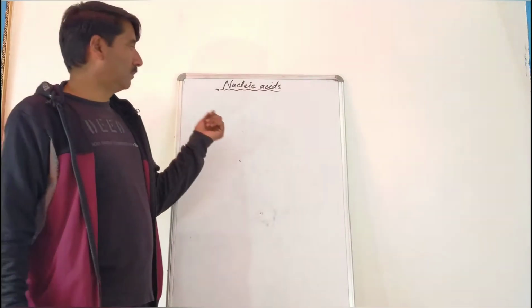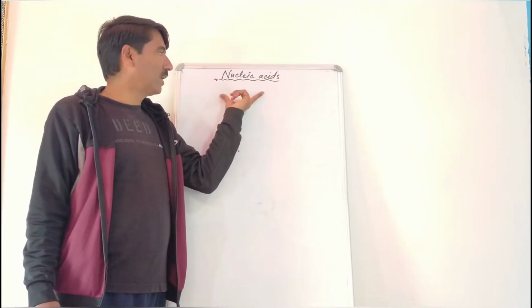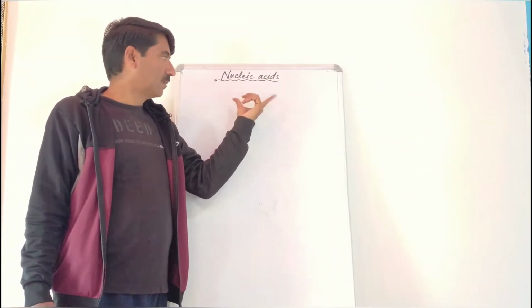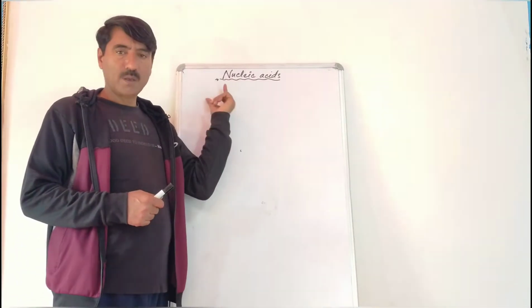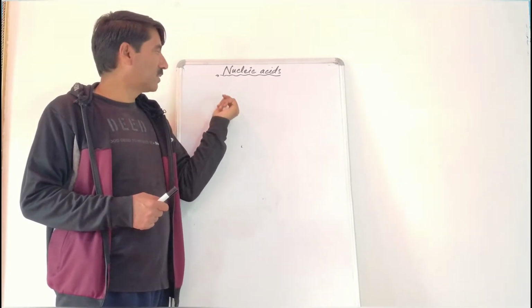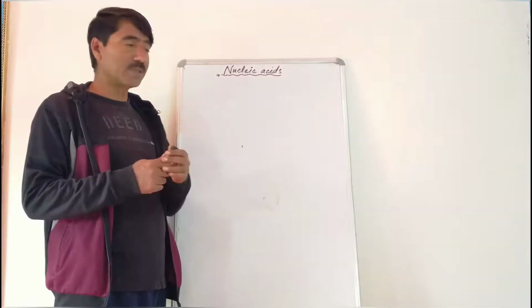अस्सलाम वालेकुम स्टूडेंट्स। हमारा टॉपिक है न्यूक्लिक एसिड्स। इसका ये थर्ड पार्ट है। In early two parts we learned about the structure of sugars and the nitrogenous bases.